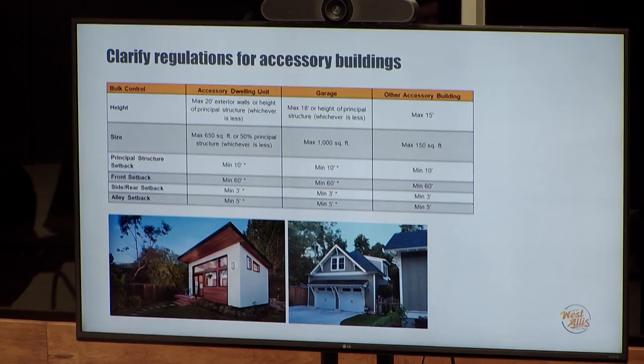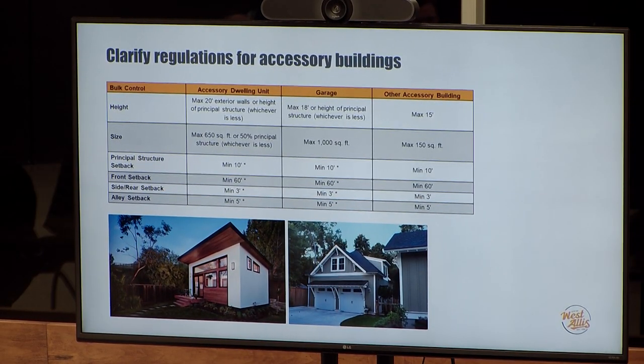And just moving across in terms of height with a garage, really no change there. 18 feet as it is now within the code, and not to exceed the height of a principal building, whichever is less. And then other accessory buildings, max height of 15 feet. So, for instance, a storage shed in your backyard, for your lawn mowing equipment or snowblower, that shouldn't exceed 15 feet in height.